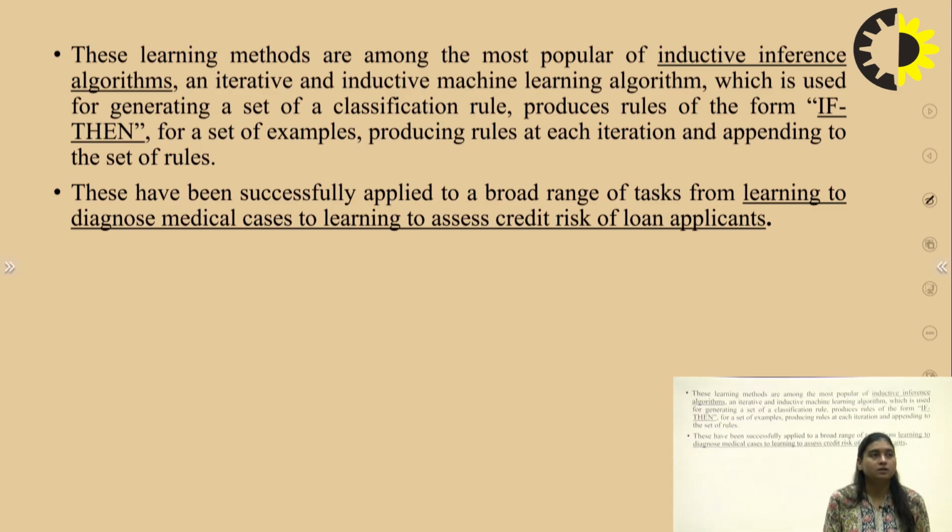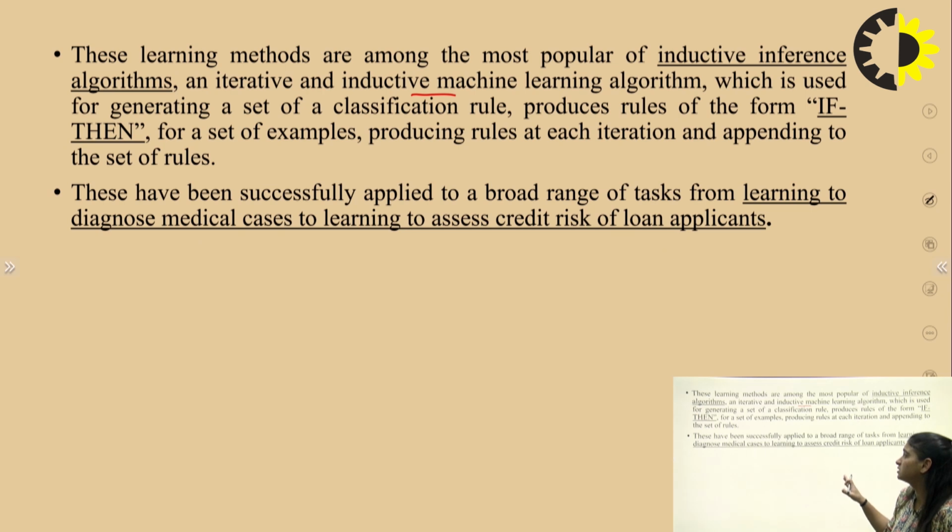Now, these learning methods are among the most popular of inductive inference algorithms. We have a term called inductive inference algorithms, and there are many algorithms under this head. One of them is the decision tree. It's an iterative and inductive machine learning algorithm, inductive meaning we are inducing something, which is used for generating a set of classification rules. In the end, we are getting some if-then rules, for a set of examples, producing rules at each iteration and appending them to the set of rules.